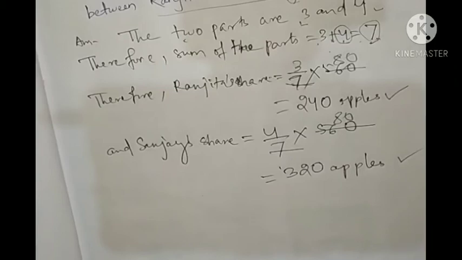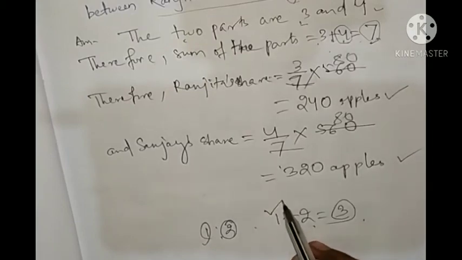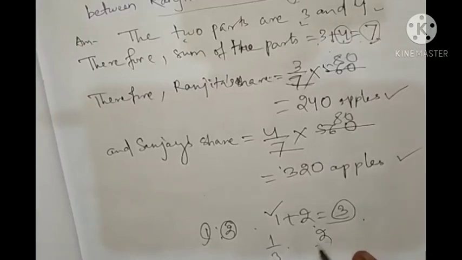So if a question is given like this to divide in a ratio, you will first find the two parts of the ratio. If the ratio is 1:2, the two parts are 1 and 2, then add them. 1 plus 2 equals 3, so you get 1 out of 3 as the first part and 2 out of 3 as the second. Like this you can find out the shares with the help of ratio.